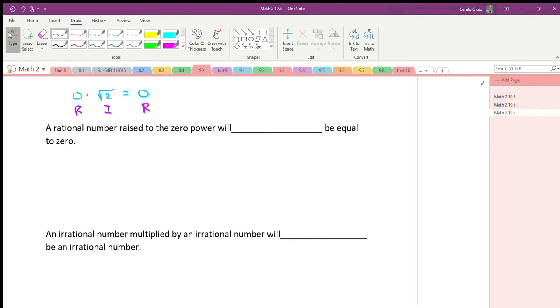So a rational number raised to the 0 power will blank be equal to 0. So anytime you raise any number to 0, will it ever be equal to 0? No. Anything to the 0 power always equals 1. So this is never, it will never be equal to 0.